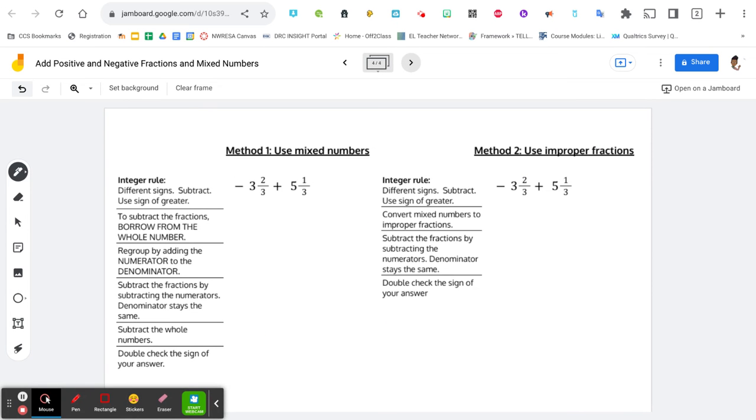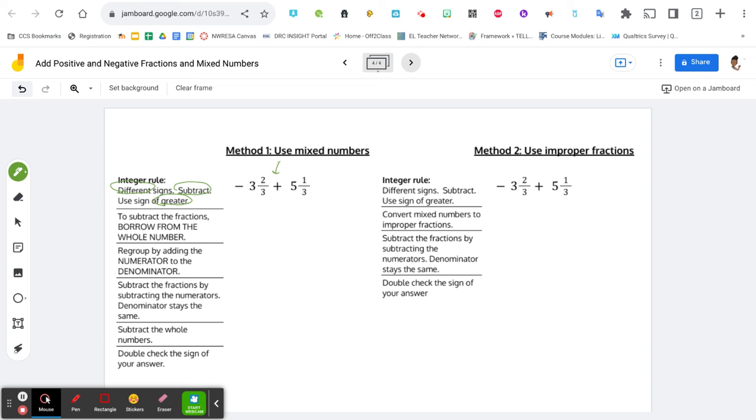Next and last, thankfully, is we have negative 3 2/3 plus 5 1/3. So notice we are adding, but this time they have different signs. So if we have different signs, we have to subtract and use the sign of the greater. Now, I forgot to put this in here, but oh no, I didn't. They have a common denominator, so we don't need to get a common denominator. So we're going to subtract.